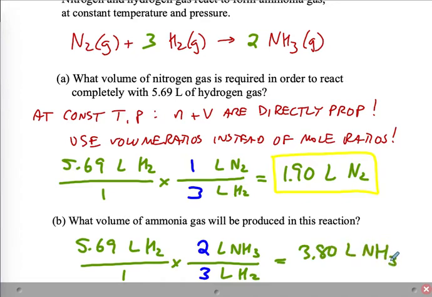And that makes sense because that's twice the volume of nitrogen gas we needed, consistent with the fact that the coefficient before ammonia is twice that of N2.